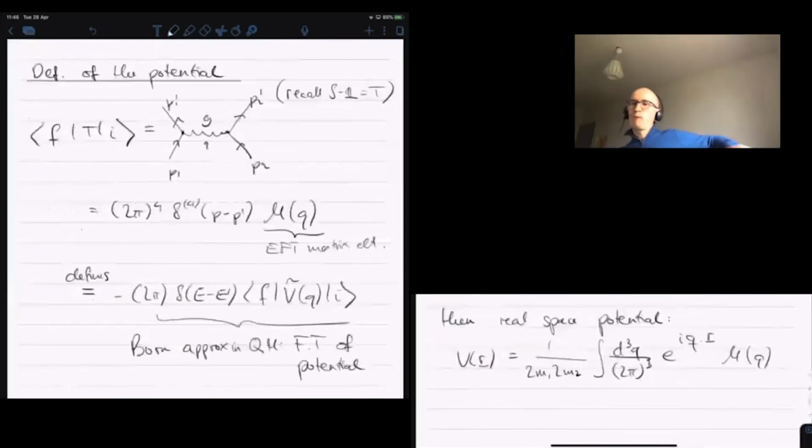Sorry, Julian, I have a question. Yes. When you say Born approximation in quantum mechanics, what is the correspondence with the QFT approximation? Is this the weak coupling approximation? It's like assuming weak coupling? Yes, I think that's correct. Okay, thanks.